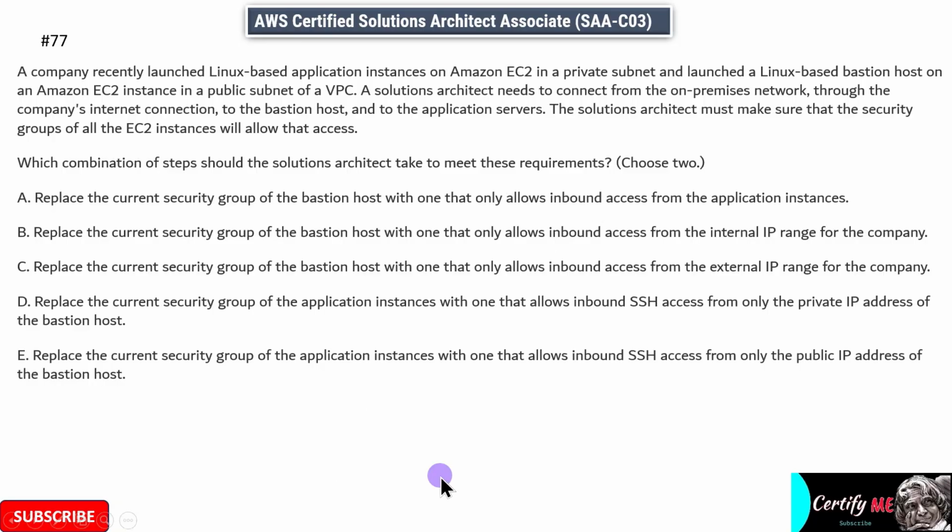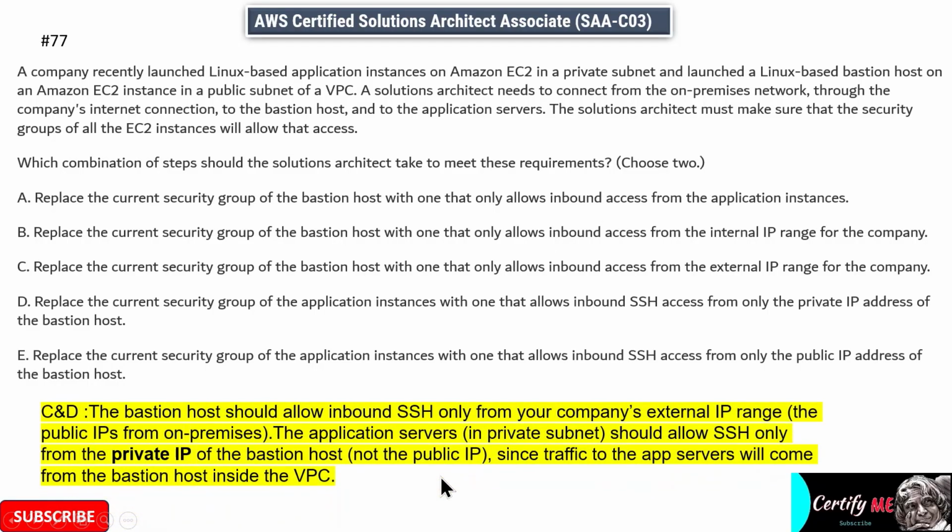The correct options are option C and option D. The bastion host should allow inbound SSH only from your company's external IP range. The application servers should allow SSH only from the private IP of the bastion host, since traffic to the app servers will come from the bastion host inside the VPC.